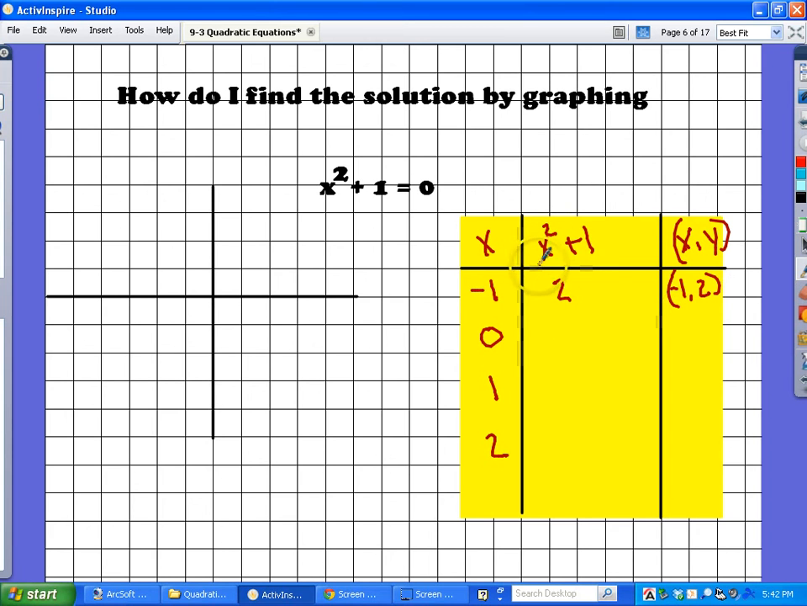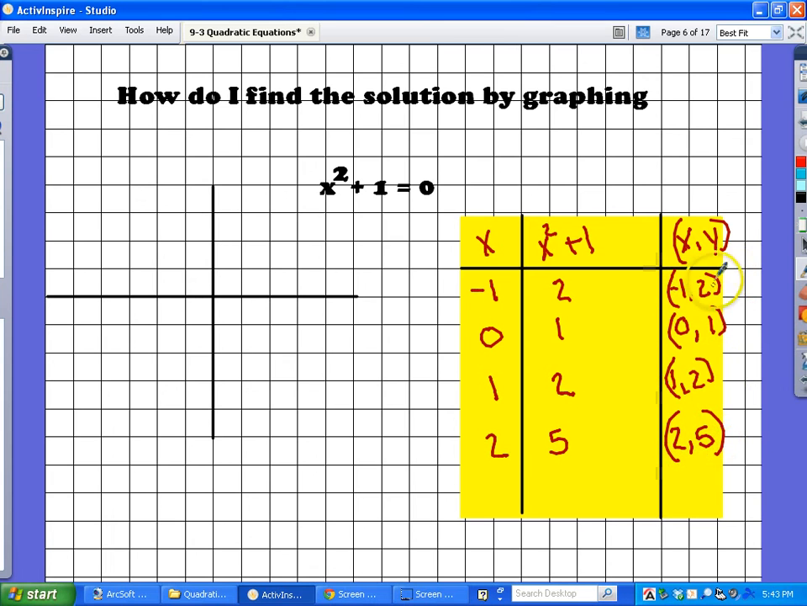0 squared plus 1, well, that's 1. So I have 0, 1. 1 squared is 1 plus 1. Well, I have 2. 1, 2. And then 2 squared, which is 4, plus the 1, I have 5. So I have the coordinate pair 2, 5.